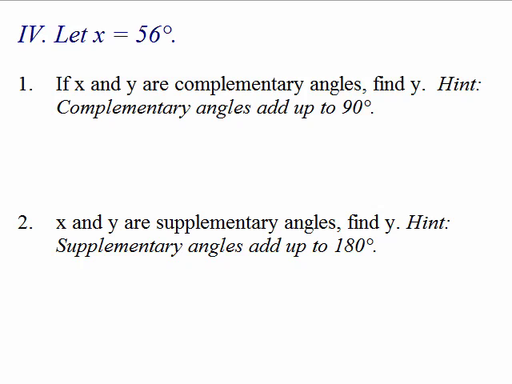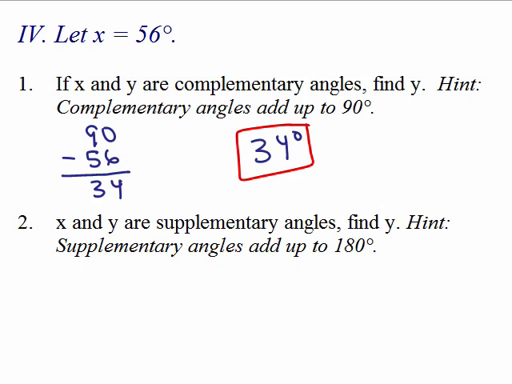All right, we're going to part 4 in 1.5. So let x equal 56 degrees. That's an angle. If x and y are complementary angles, find y. Now the hint is complementary angles add up to 90 degrees. So we have to think about what the other angle is if those add up to 90 degrees. So we just subtract from 90. 90 minus 56. And that's going to be 34, so the answer is 34 degrees. That's the complementary angle.